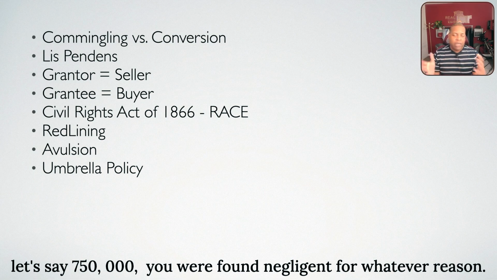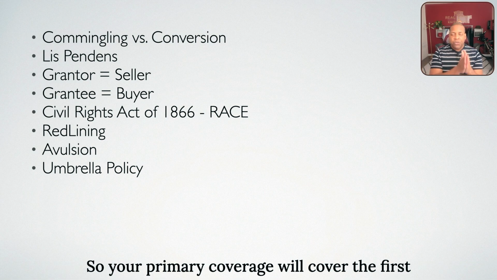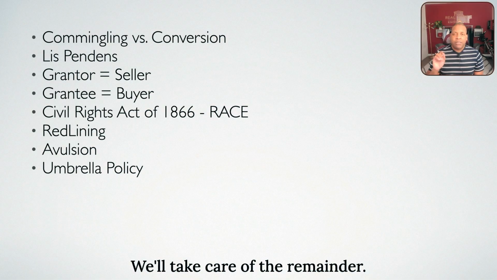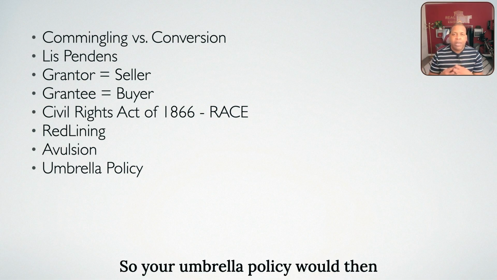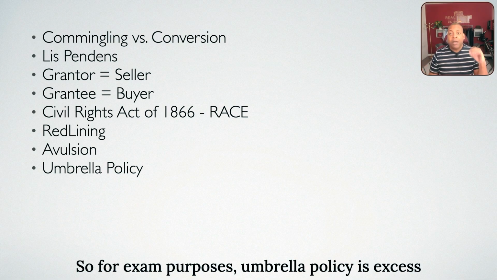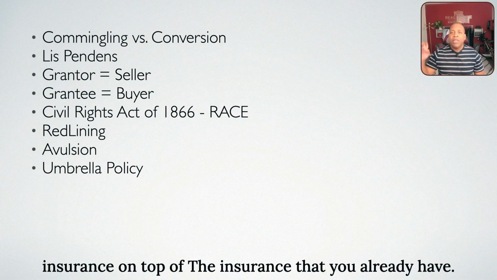And you were found negligent for whatever reason. So your primary coverage will cover the first 500,000, and then your umbrella policy will take care of the remainder. So your umbrella policy would then cover the 250,000, which is the balance. So for exam purposes, umbrella policy is excess insurance on top of the insurance that you already have.